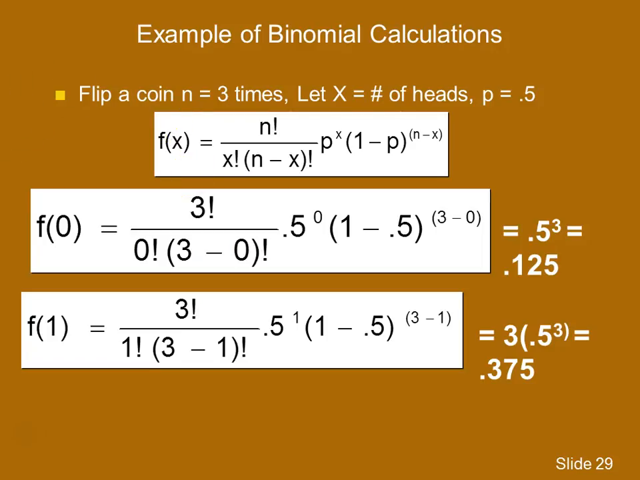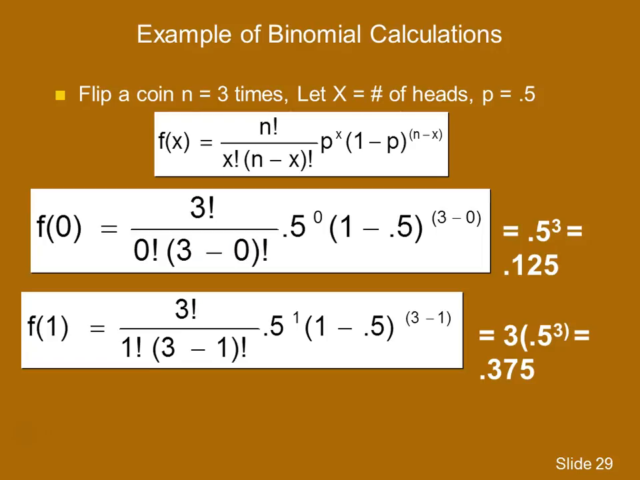I'm going to start with a simple little coin flipping example, and there's a reason why I'm going to use this one first, as you'll see in a minute. Suppose we flip a coin 3 times. Let x be the number of heads. Assuming a fair, well-balanced coin, the probability of a heads should be a half, and 1 minus p, the probability of a tails, should also be a half.